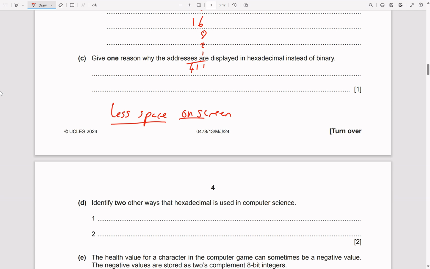But let's just go with easier for humans to understand. Let's say, easier for humans, I'm just going to use shorthand, to understand. And let's say because it's shorter on screen.